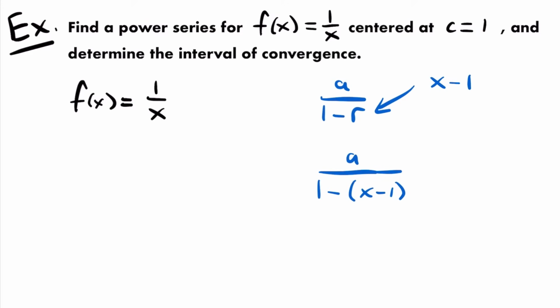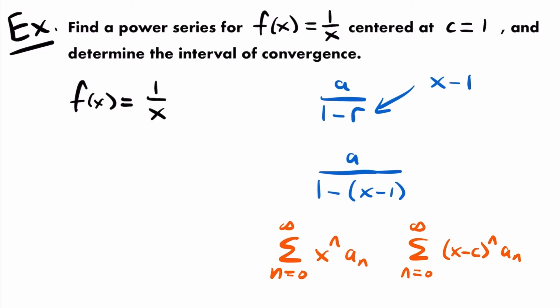This is the form that this function needs to be in order to rewrite it as a power series centered at c equals 1. Because remember, there are two forms for a power series. There's the simplest form, where we have the sum from n equals 0 to infinity of x to the power of n times some term a sub n, or we can have the sum from n equals 0 to infinity of x minus c to the power of n times a sub n, right? This form is when the power series is centered at 0, and this is the form when the power series is centered at some other value c. In this case, we want c to be equal to 1, which is why we want x minus 1. Okay, so this is our end goal.